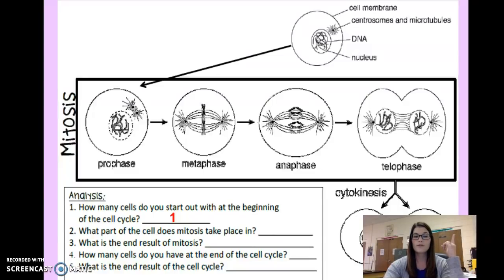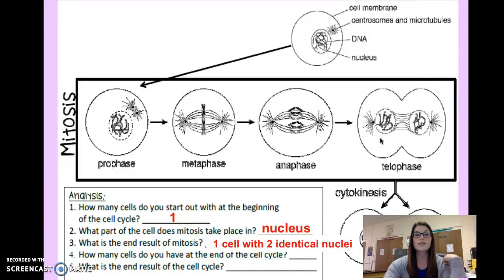Number 2, what part of the cell does mitosis take place in? It starts in the nucleus, right? That's where the DNA is contained. The genetic material of your cell is in the nucleus of the cell. Number 3 says, what is the end result of mitosis? Not the end result of the whole cell cycle, but just mitosis. During telophase, the end result of mitosis is we have 2 new nuclei that contain the exact same information for the cell. So 1 cell with 2 identical nuclei. They are exact copies of each other.